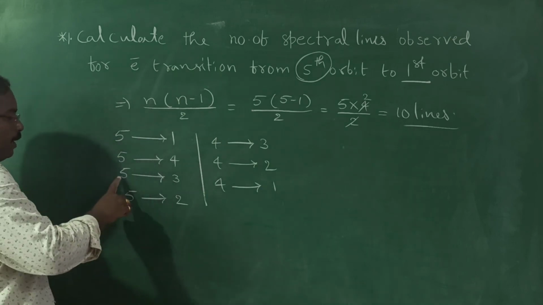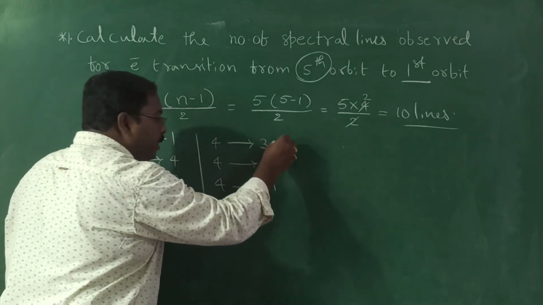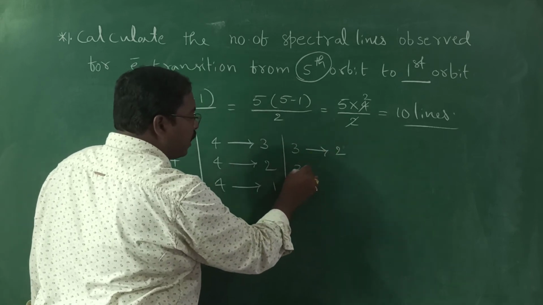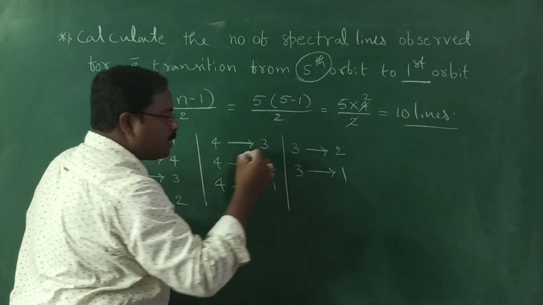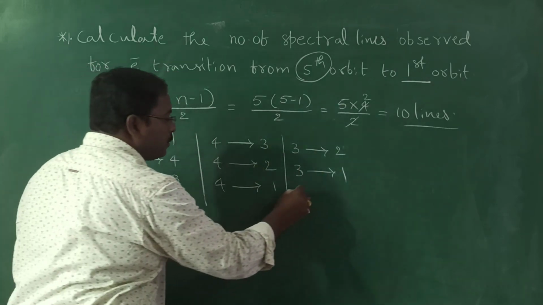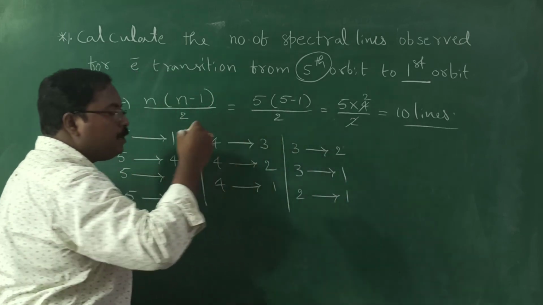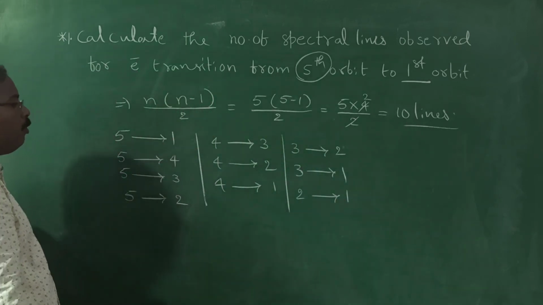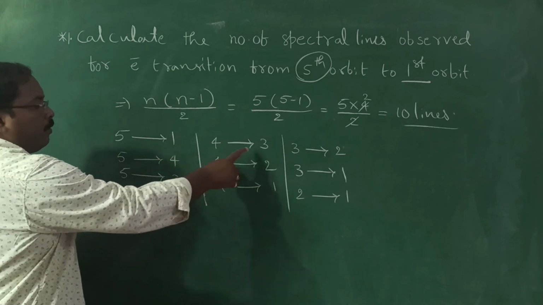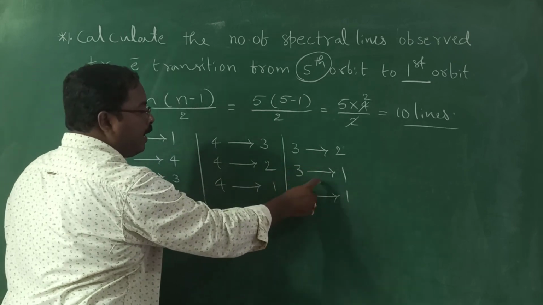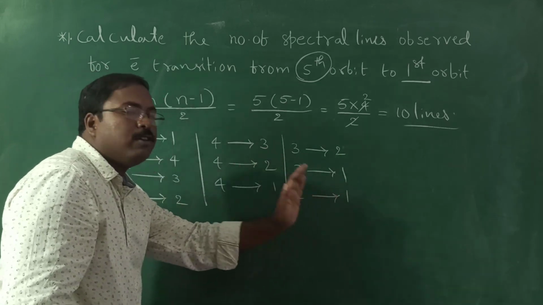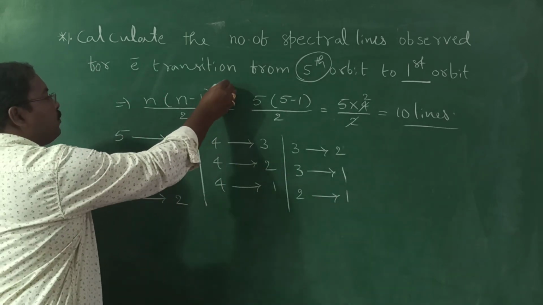Okay? When the electron jumps to the third orbit, after third it will jump maybe to second, maybe to first directly. Now when the electron jumps to the second orbit, it may jump directly from second to the first. Now count how many lines we got. 4, 1, 2, 3, 4, 5, 6, 7, 8, 9, 10. Instead of writing all these 10 on paper, it is better to apply this formula. Correct or not?